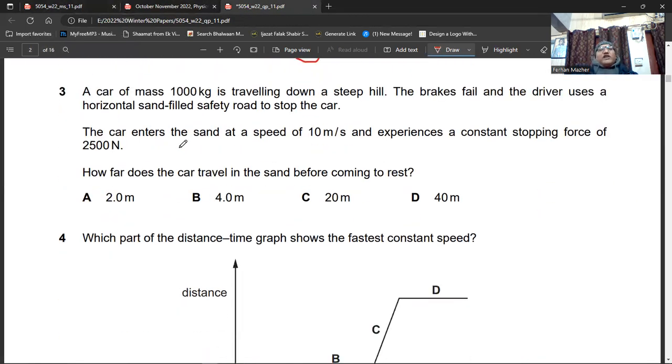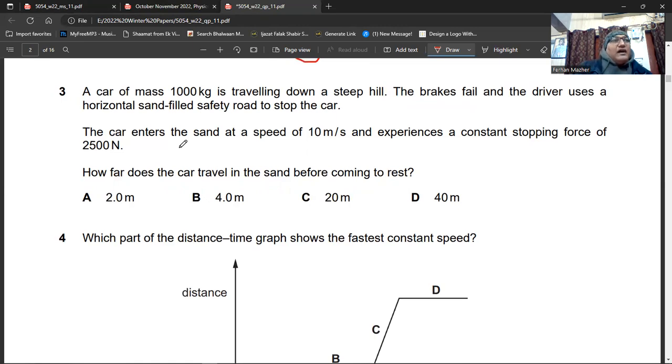That is question number 3. A car of mass 1000 kg is traveling down a steep hill. The brakes fail and the driver uses a horizontal sand-filled safety road to stop the car. The car enters the sand at a speed of 10 meters per second and experiences a constant stopping force of 2500 Newton. How far does the car travel in the sand before coming to rest? So how far?